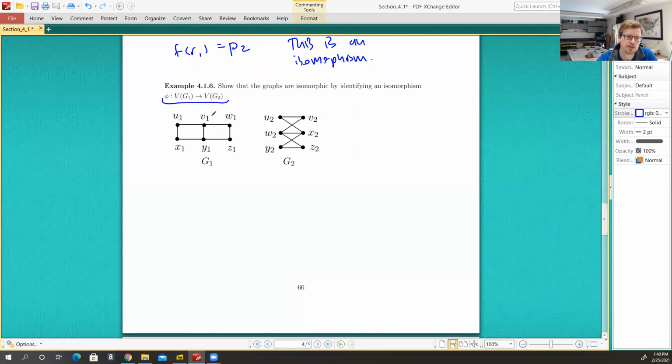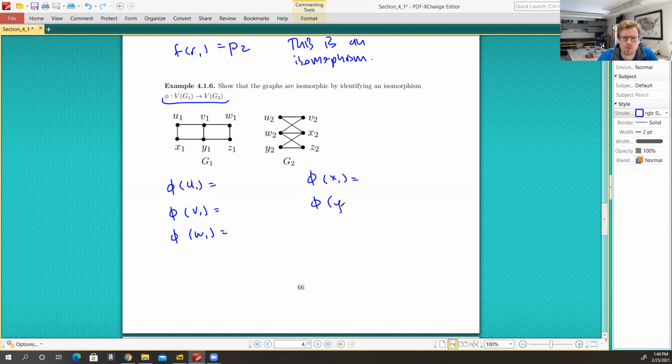Again, what we're going to do is determine the images of the vertices individually. So phi of U1 is equal to something, phi of V1 is equal to something, phi of W1 is equal to something, phi of X1 is equal to something, phi of Y1 is equal to something, and phi of Z1 is equal to something. Now I can't just choose these arbitrarily. I have to make sure that the adjacencies are preserved. And there are a lot of options. There are actually 4 different isomorphisms that we could identify between these two graphs, going from G1 to G2.